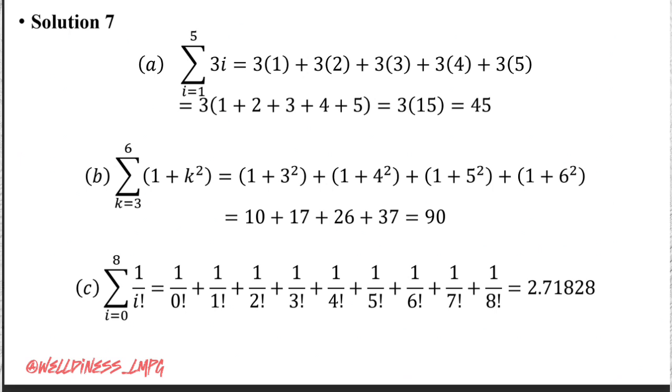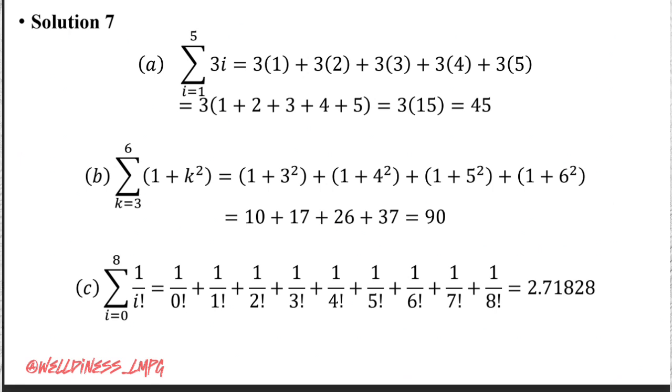Now for the other one, since k starts from 3, you substitute 3 in all of k, then you sum it and you stop at 6. So in this case, you have 1 plus 3 squared plus 1 plus 4 squared plus 1 plus 5 squared plus 1 plus 6 squared. So when you solve that, you're going to have 10 plus 17 plus 26 plus 37, and when you sum that, you get 90.